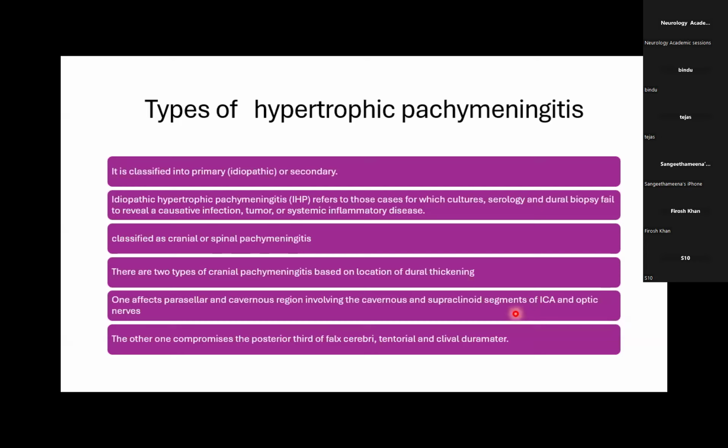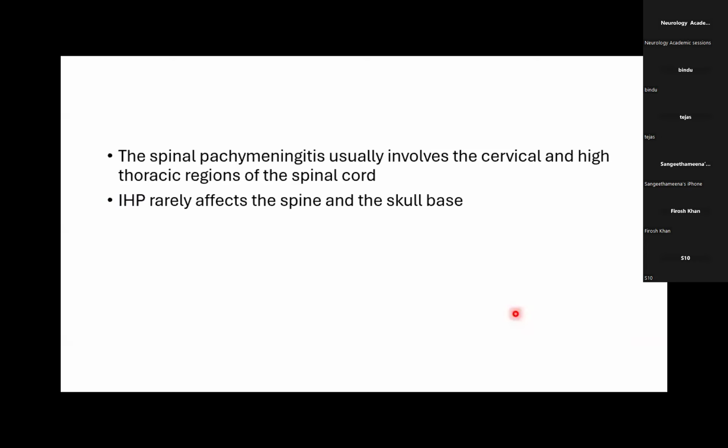There are two types of cranial pachymeningitis based on the location of dural thickening. One affects the parasellar and the cavernous region, involving the cavernous sinus, supraclinoid segments of the ICA, and the optic nerves. The other one involves the posterior third of the falx cerebri, tentorial, and clival dura mater. The spinal pachymeningitis usually involves the cervical or high thoracic region of the spinal cord. Idiopathic hypertrophic pachymeningitis rarely affects the spine and the skull base.